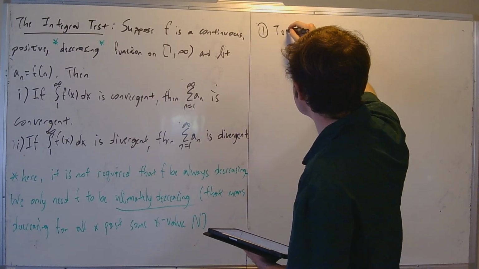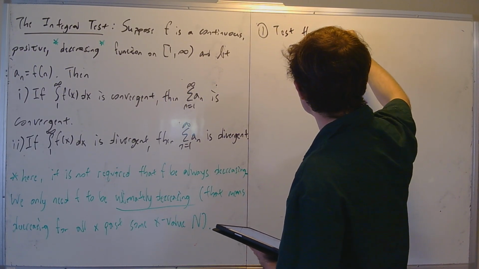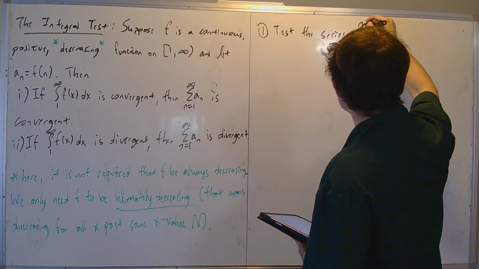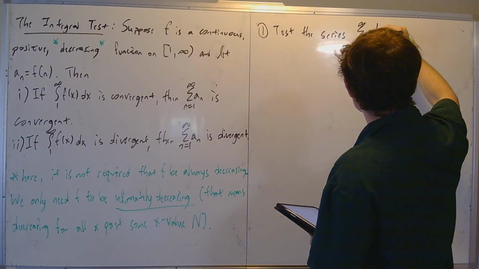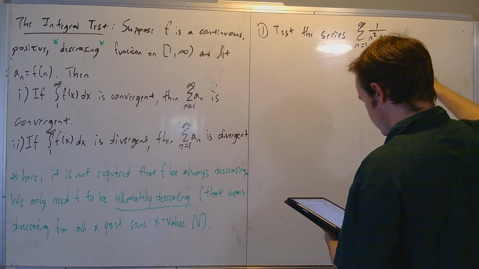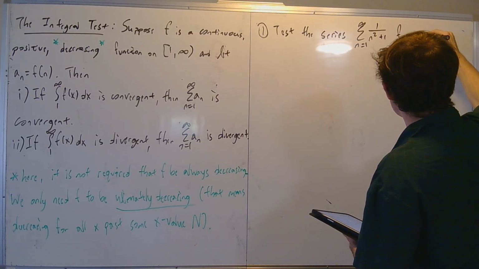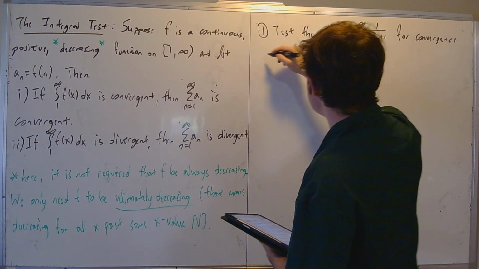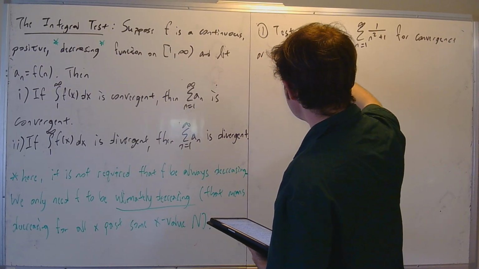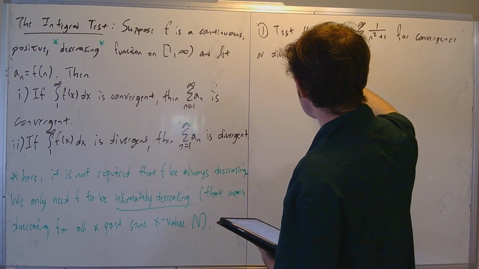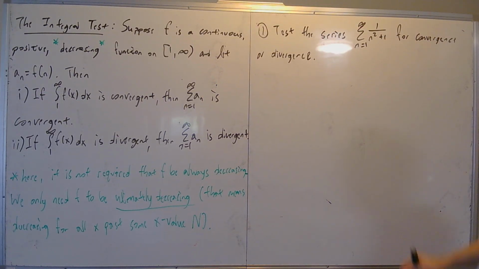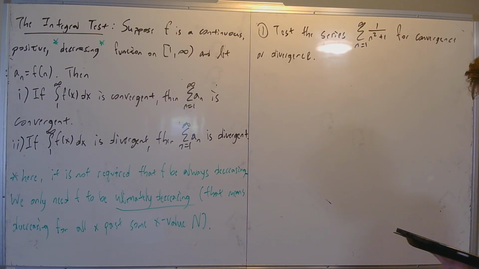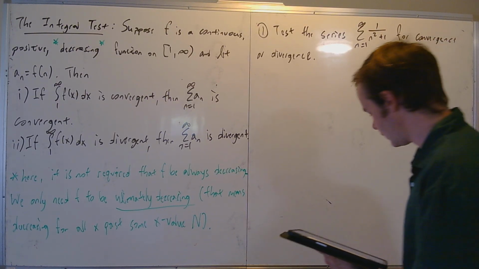Test the series, the sum from n equals 1 to infinity of 1 over n squared plus 1, for convergence or divergence. Right, so what we said here is if we have this nice integrable function, then we can just try to take the integral of this function. So that's what we'll do.